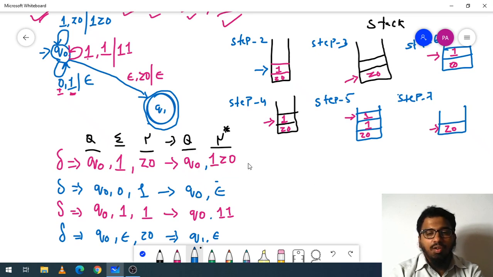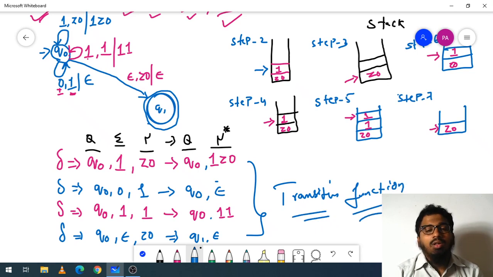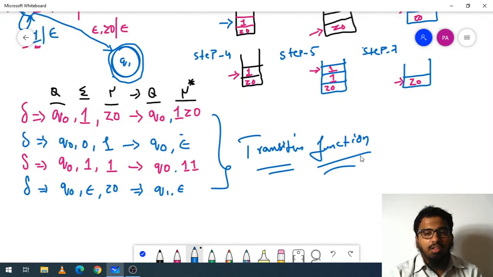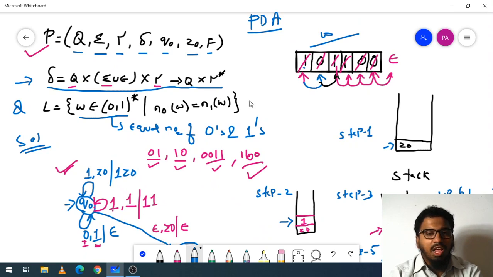This is the transition function. I hope you understand this. Okay, this is very simple. In the exam you will get a question like this. You need to identify which string will be satisfied for this language, and you need to find and solve this.